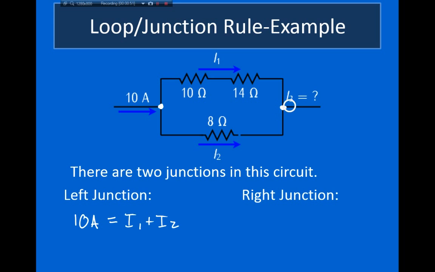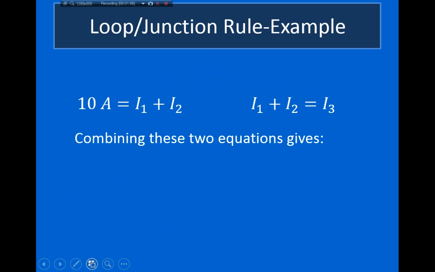If we apply the junction rule to the junction on the right, we can see the current flowing into this junction is equal to I1 plus I2, and this has to equal the current flowing out of the junction, which would be I3. Now if we combine these two equations, the first equation says I1 plus I2 is equal to 10 amps, the second equation says I1 plus I2 is equal to I3. So we can see current 3 is just equal to 10 amps.